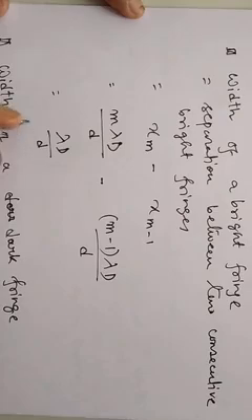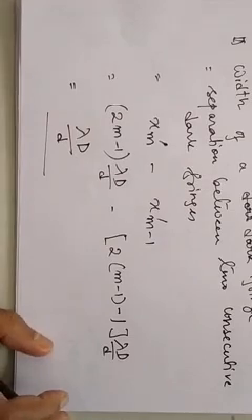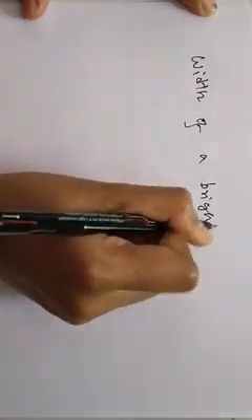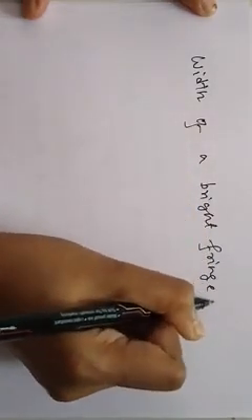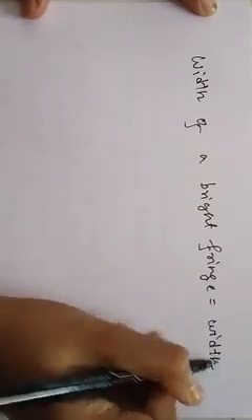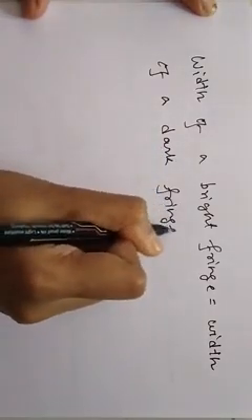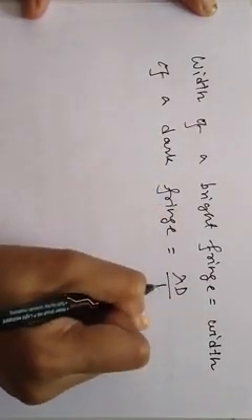Now you see clearly the width of a bright fringe is equal to lambda D by d, and the width of a dark fringe is also lambda D by d. So it means that both the bright fringe and dark fringe have equal width. So it is clear that the width of a bright fringe is equal to the width of a dark fringe, equal to lambda D by d.